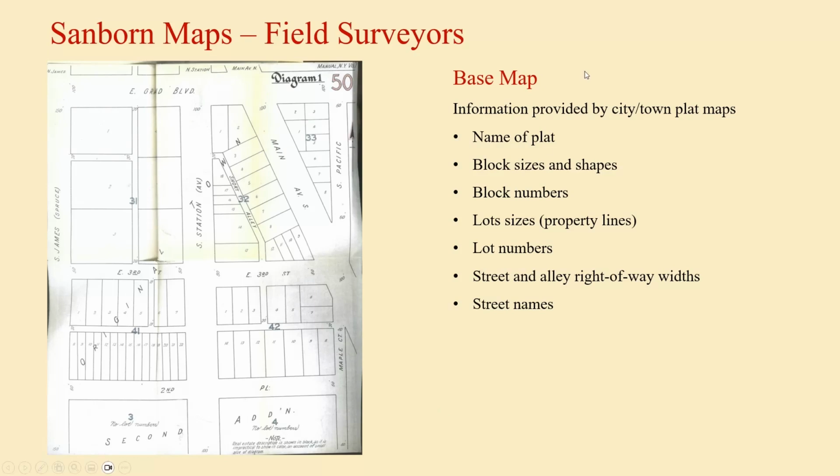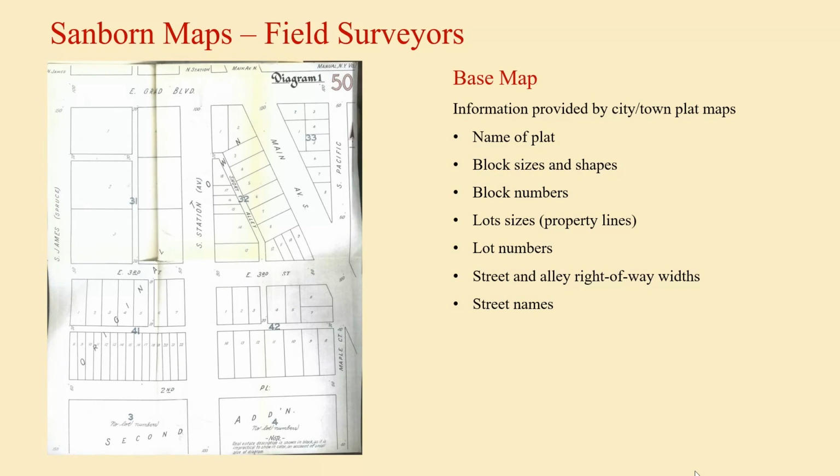You had the name of the plat here. This is shown as original town. You had the block sizes and shapes, the lot sizes and shapes, property lines, street and alley right-of-way, street names, all of this. And I believe this is what the Sanborn field surveyor would have started with.